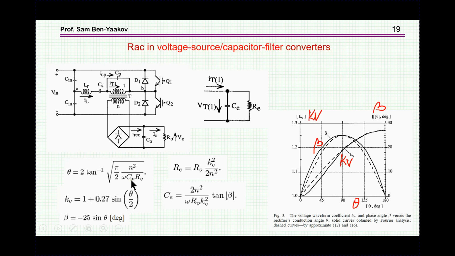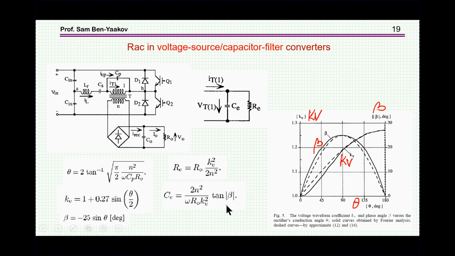we know the parallel capacitor, the output resistor, and the turns ratio, and then of course from here we can calculate kV, which is a function of this theta, and the same thing goes for beta. Now once we know these, we can calculate the value of Re, which turns out to be this expression. Again, it's an approximation.